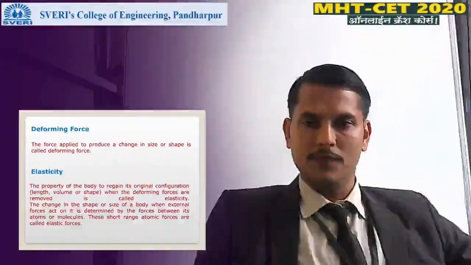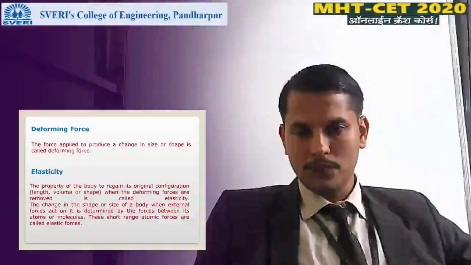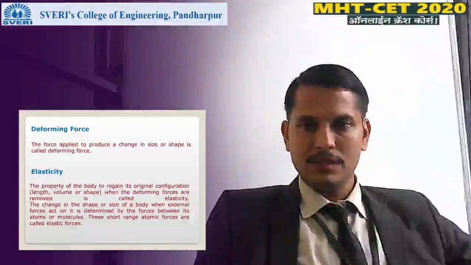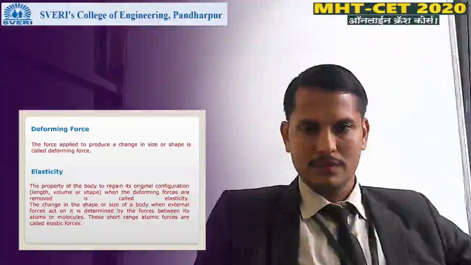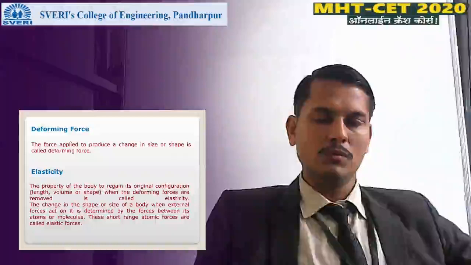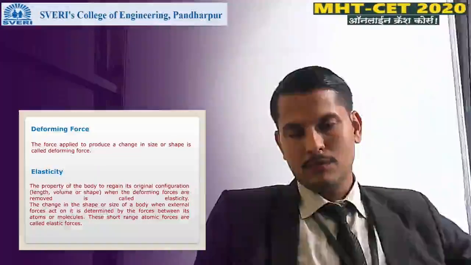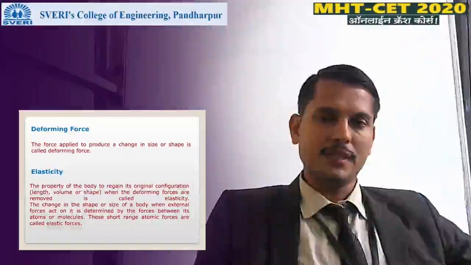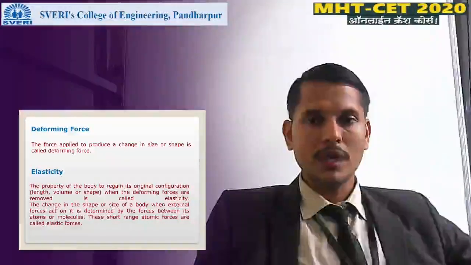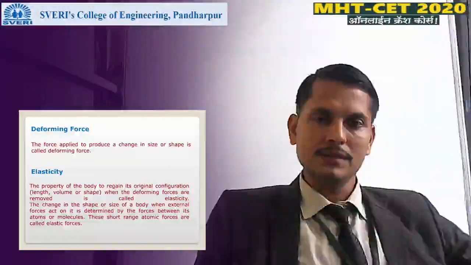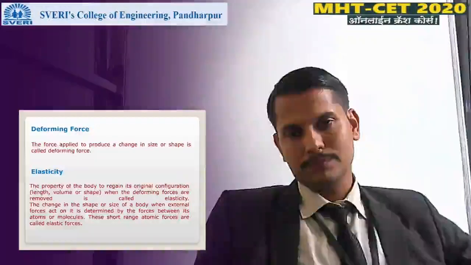So once again I repeat the definition. Elasticity is the property of the body which tries to regain its original configuration, that is, its original shape or size. We can say configuration means length, volume or shape, etc., when the deforming forces are removed. For example, if we are pressing a rubber ball and after removing the force, that ball regains its original shape. So it is nothing but elasticity.